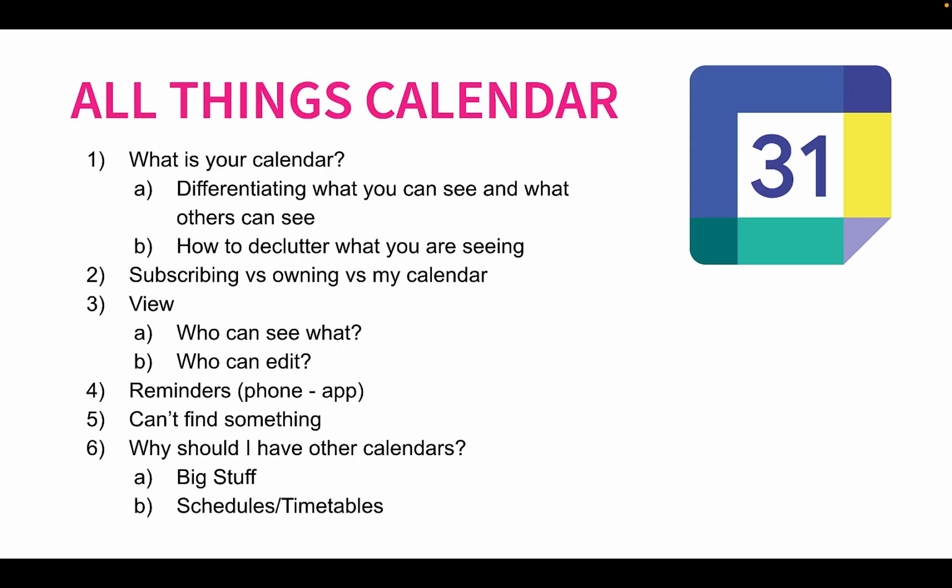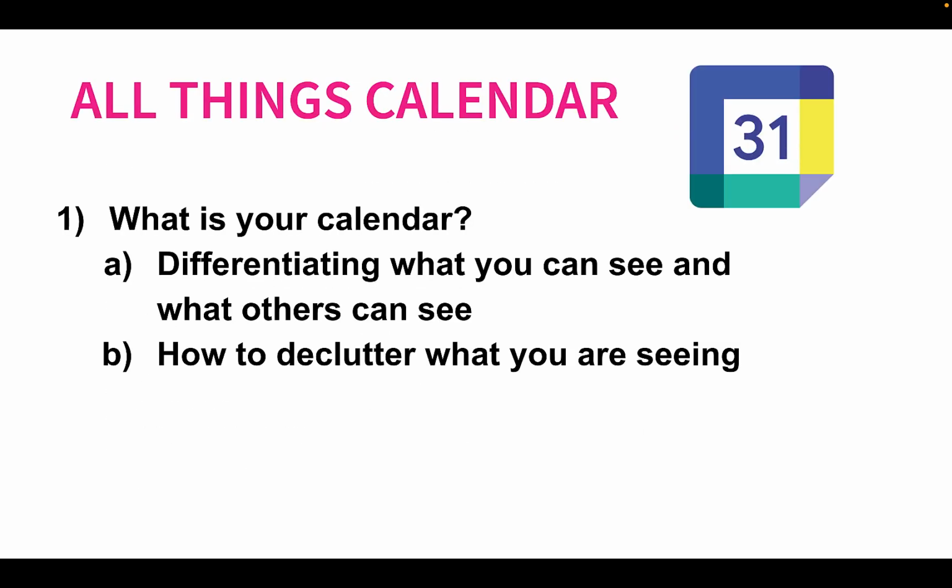Now, long list. The first thing we look at is what literally is your calendar versus what you see. Right? And how can you declutter this and make things a little bit clearer for you to find out exactly what you have to see and maybe what others are seeing when they look at your personal calendar.